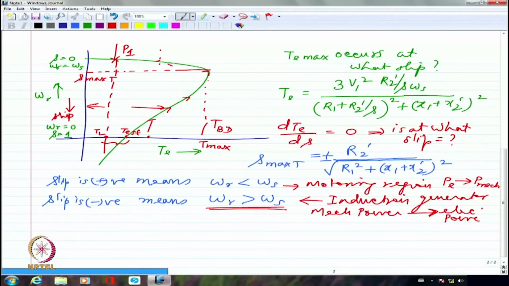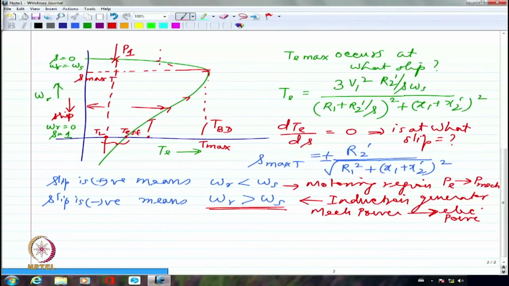So you will have only one of the operating points possible, which is actually coming over in the stable region, rather than in the unstable region, where it is just going and going, increasing in terms of its speed. That is essentially an unstable operating point. So the stable operating point will be only this. So P1 will be the operating point.